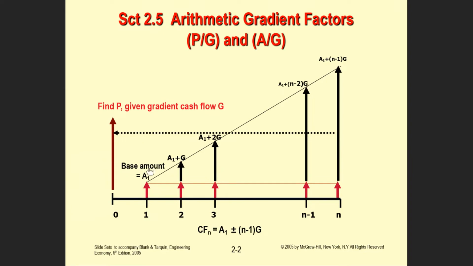We always have two components in the gradient. The arithmetic gradient يحتوي على جزئين مهمين، البيز والgradient amount. إيش معنى الكلام ده؟ البيز هو الأساس للمبلغ، والgradient هو معدل أو قيمة الزيادة.